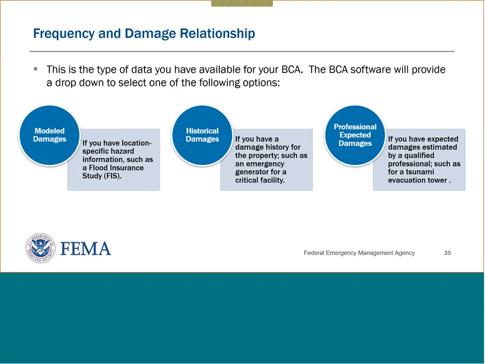Third option, professional expected damages. So you're going to use this option if the hazard event hasn't occurred, or it may have happened, but not to the extent that it could happen. But if the event were to occur at the level that you anticipate, you would be utilizing professional data that shows how much damage would be likely. So you would be using expected damages estimated by a qualified professional.